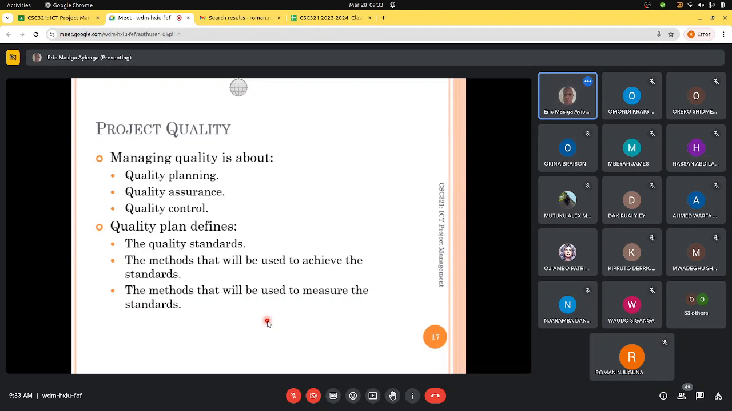Now, quality involves standards. You must have a way of measuring so that you can say this is of high quality, this has not met. So when we do quality, you have to do quality planning, where you have to say, these are the standards we are going to use. You have to do quality assurance. How do you ensure that the customer is satisfied? You must do what is called quality control.